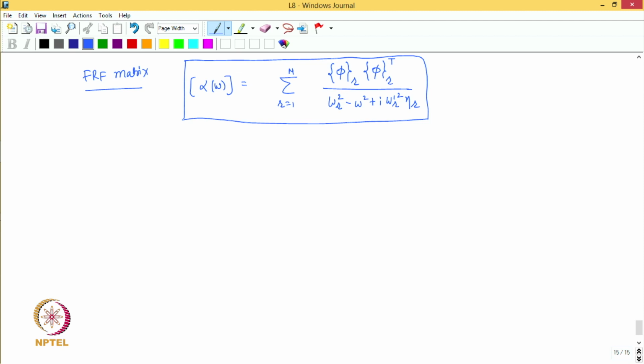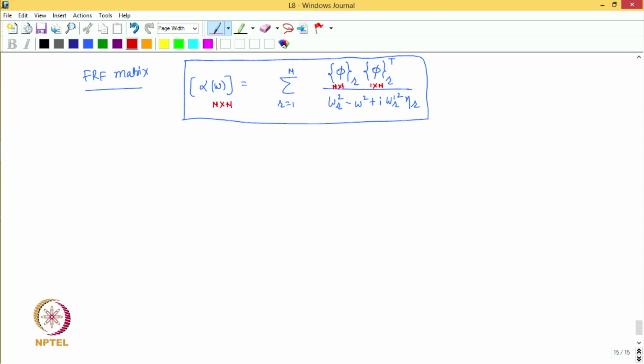You can see that on the right hand side, in the numerator, we have the vector phi r being multiplied by phi r transpose. Phi r has the dimension n by 1, while phi r transpose has the dimension 1 by n, and that is how the product of the two results in an n by n matrix. That is what we are supposed to have, because on the left hand side we have the FRF matrix, which is also of the order n by n.